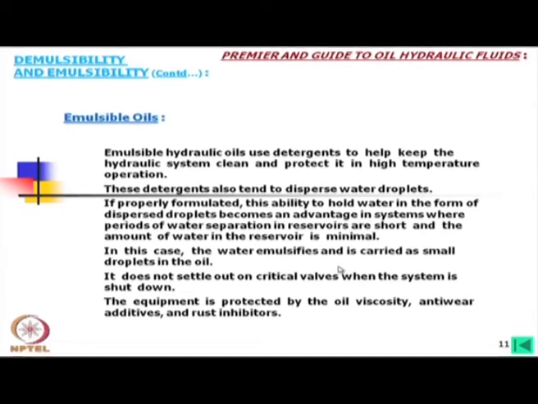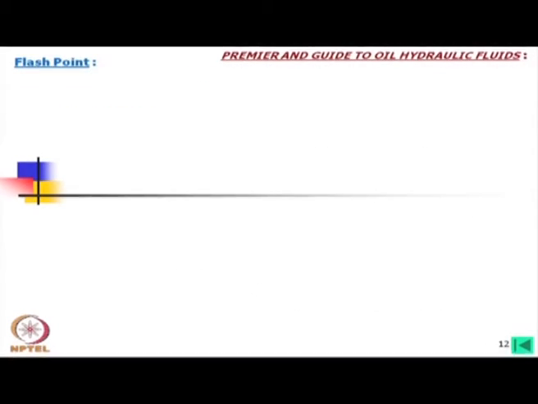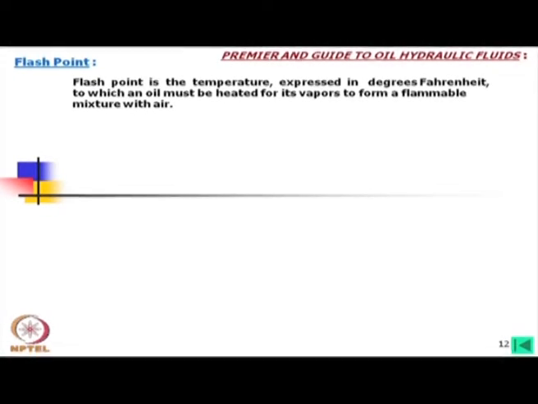The equipment is protected by the oil viscosity, anti-wear additives and rust inhibitors. Now, another point we should consider is the flash point. The flash point is the temperature, expressed in degrees Fahrenheit or centigrade, to which an oil must be heated for its vapors to form a flammable mixture with air.